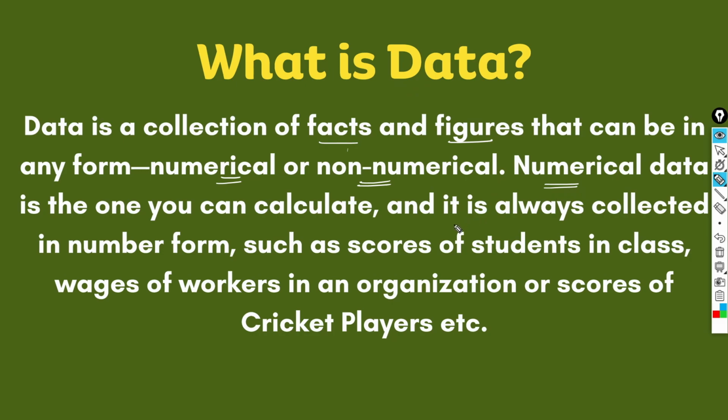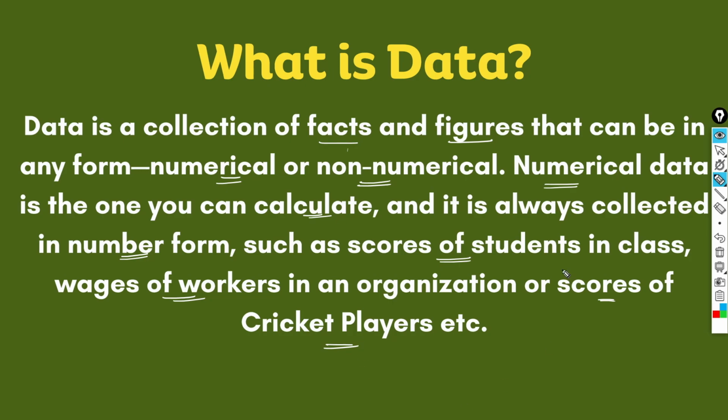So numerical data is the one you can calculate and it is always collected in number form. So numerical data is what? You can calculate, that means you can add, multiply, subtract, divide like this. And that will be in number form. For example, scores of students in a class, or wages of workers in an organization, or scores of cricket players, or heights of your friends, weights of your family members. Like this, any data which is in the form of numbers is called numerical data.